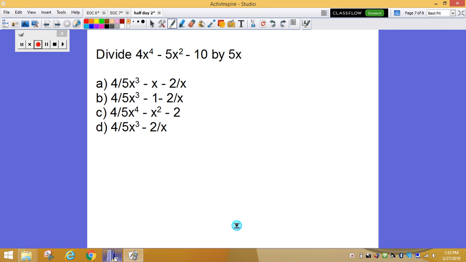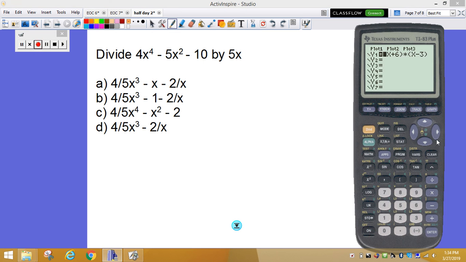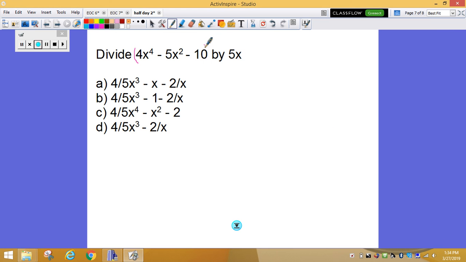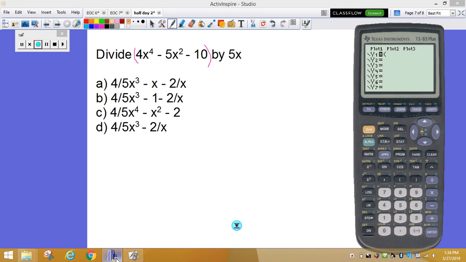Divide this by 5x. So let's talk about how to type that in. Again, whenever you're typing in stuff, I like to put it in parentheses. So we're going to divide this by 5x. So you should do parentheses 4x squared, sorry, to the 4th, minus 5x squared, minus 10, close your parentheses, and then divide it by, and again, I like everything in parentheses, because then you know it's typed in correctly. And hit graph.